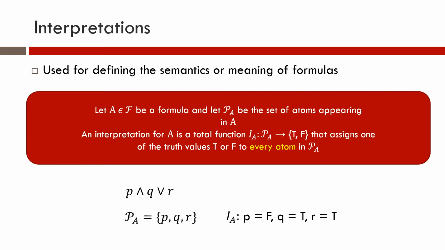We may have many other interpretations also, like we can assign the truth value true to P, Q also will be assigned true, R also will be assigned true. That is a second interpretation. Okay, so one interpretation is assigning the value false to P, true to Q and true to R. And under this interpretation, we will see what the value of the formula is.